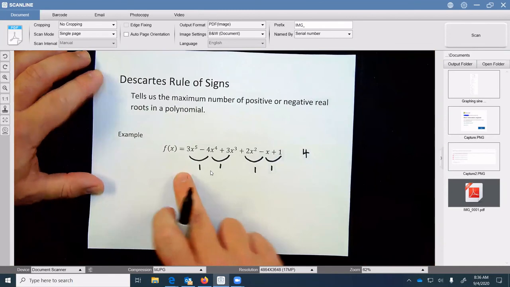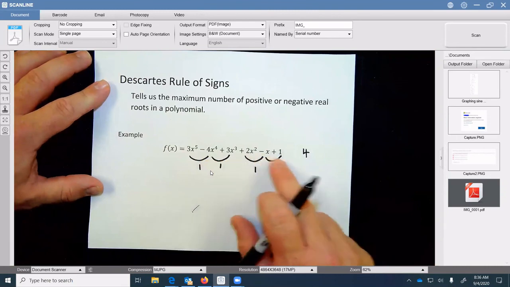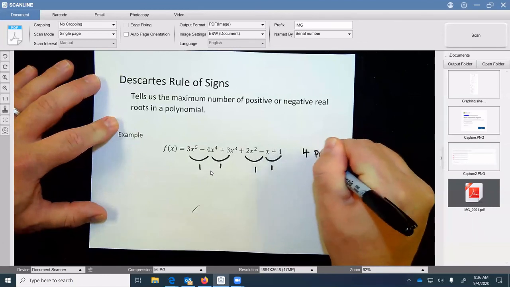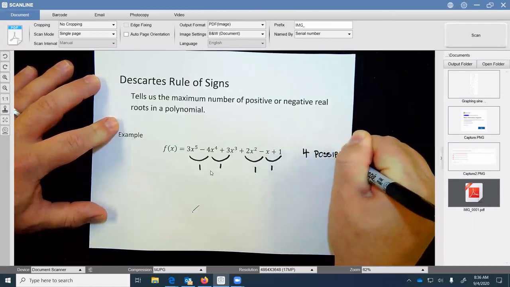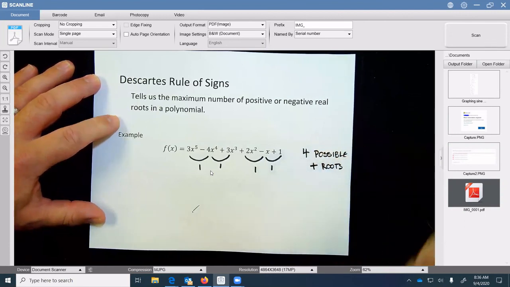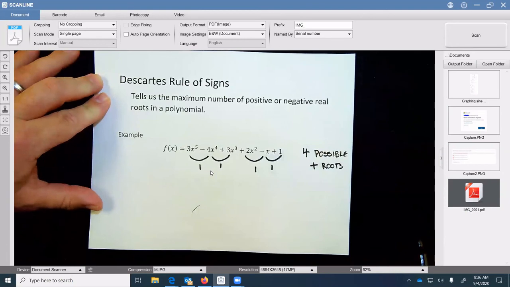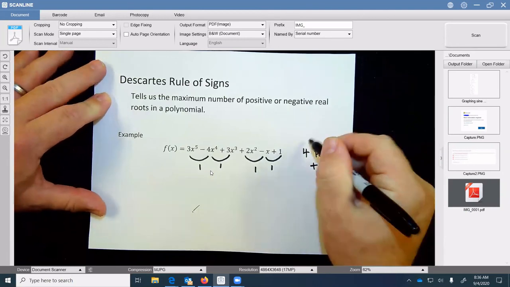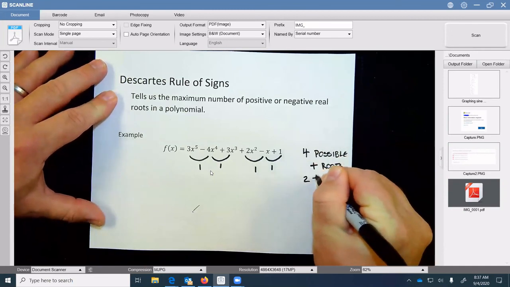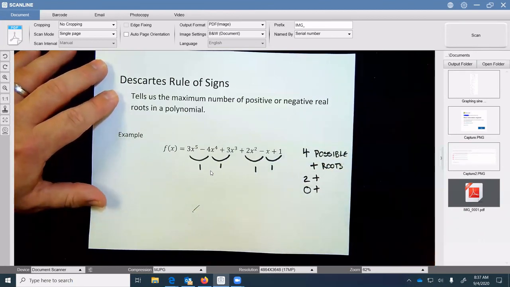But so there's 4 sign changes: from positive to negative, negative to positive, positive to negative, negative to positive. So what that tells us is there's 4 possible positive roots. There can be less than 4, but they have to come in pairs. So I could have 4 possible positive roots, or I could have 2 positive, or I could have 0 positive. They have to come in pairs.